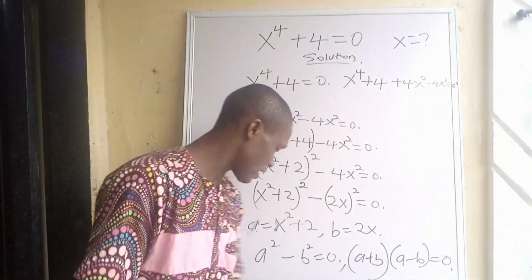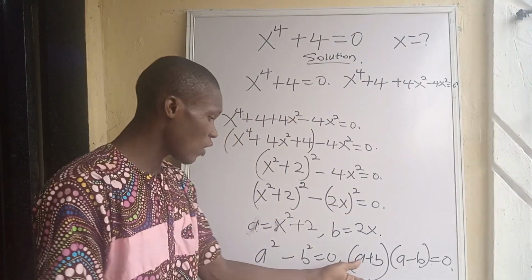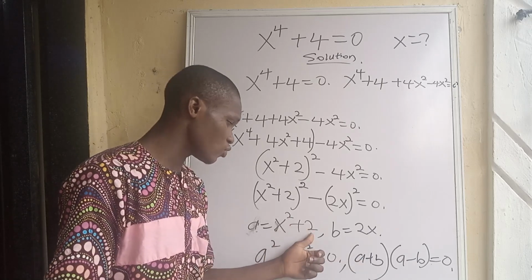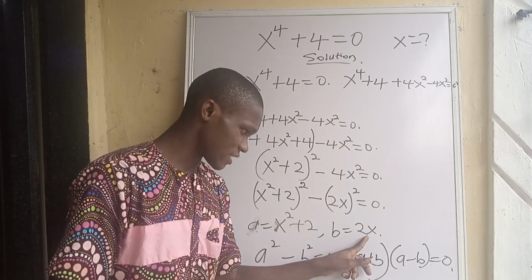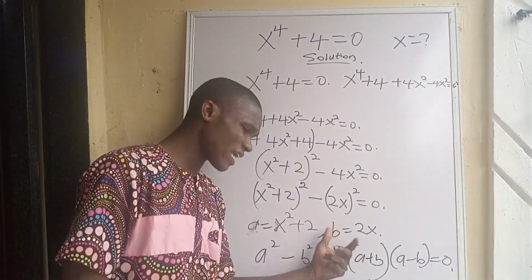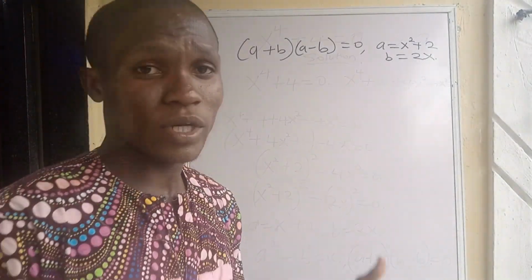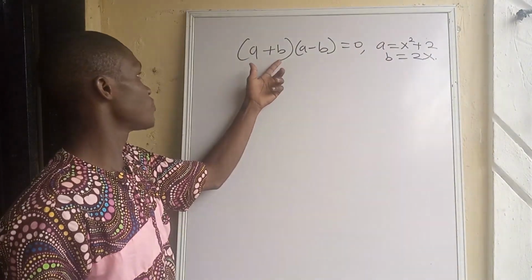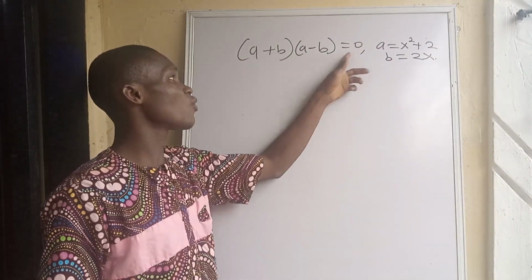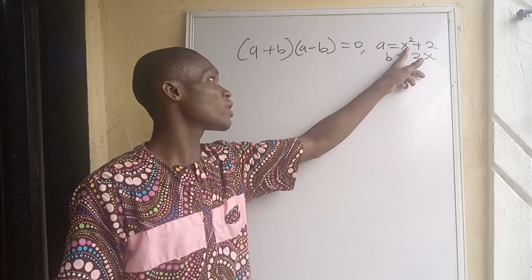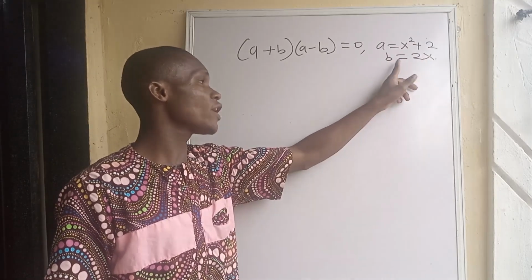So this is exactly what I'm trying to say, apply the difference of two squares. Because if I'm breaking brackets, I'm going to return back to this. We know our a to be x to the power of 2 plus 2, and our b to be 2x. So we are going to plug in the value of a back and the value of b back. Doing that, we later arrive at this: a plus b multiplied by a minus b equals 0. Then we say our a is equal to x to the power of 2 plus 2, and our b equals 2x.